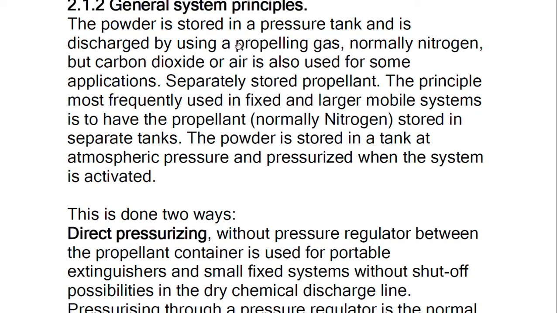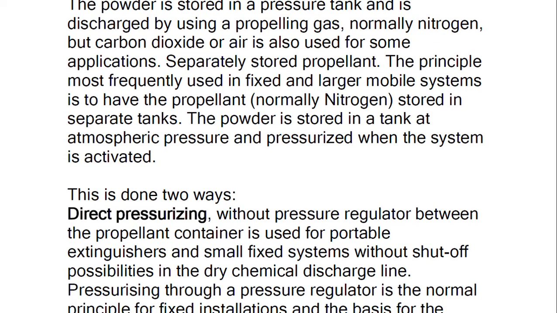The powder is stored in a pressure tank and is discharged by using a propelling gas. So as you saw in the portable extinguisher also, we have this cartridge which is usually of CO2. Now here also the powder is stored in a pressure tank because with pressure it is going to act. Okay, and now it is discharged by a propelling gas, normally nitrogen, but carbon dioxide or air is also used for some applications.